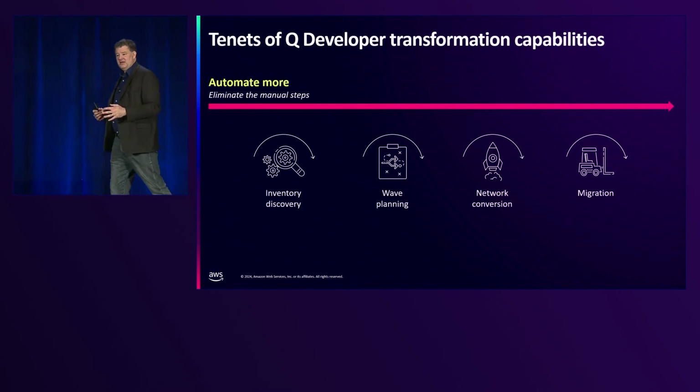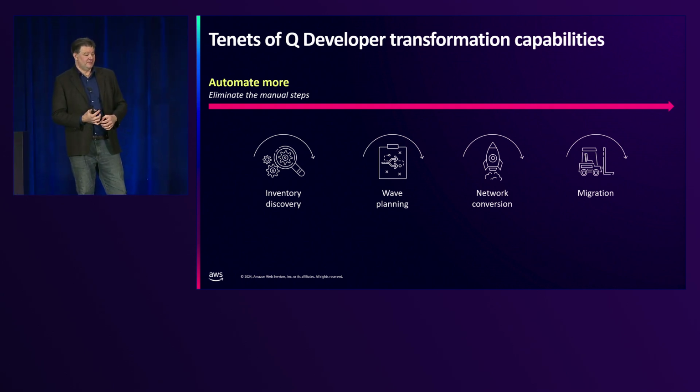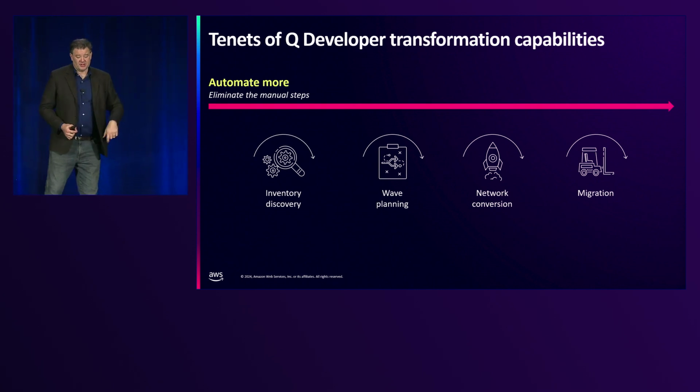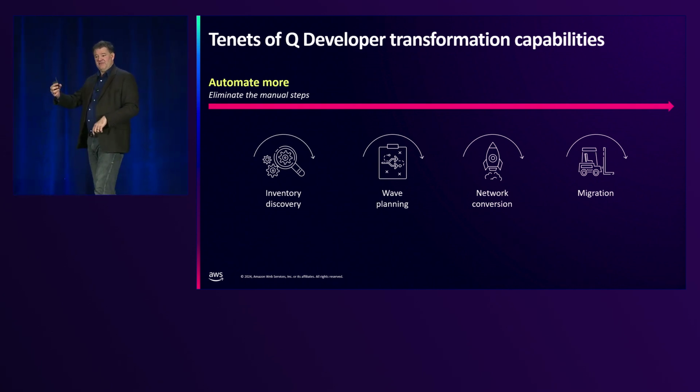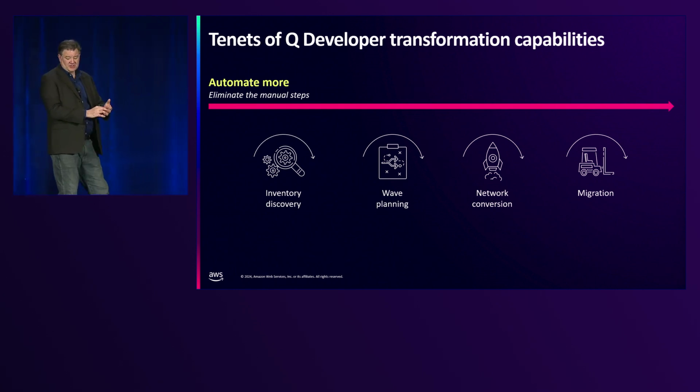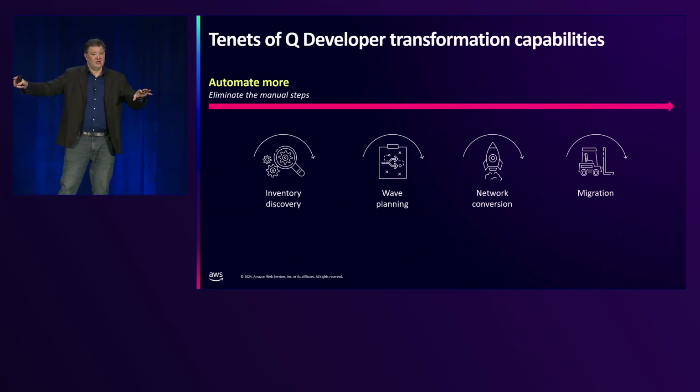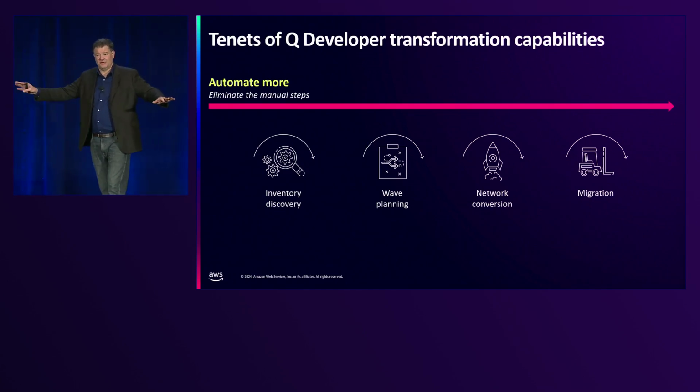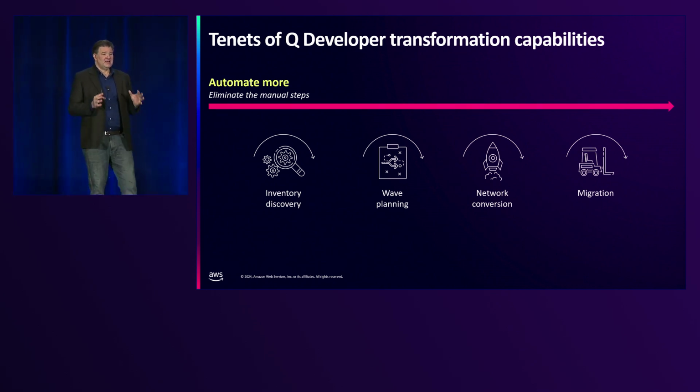These sub-agents are actually the migration tools that are doing the work. Okay, so we've got an inventory discovery tool that discovers what's in your network. We've got a wave planning tool that figures out how those things are related to each other. And then we've got a network conversion tool, which is a brand new tool, which I'll talk about in a minute. And then we have a migration tool that actually does the lift and shift of moving servers from on-prem to EC2 instance. So we wanted to make sure that these are really, really well automated tools.